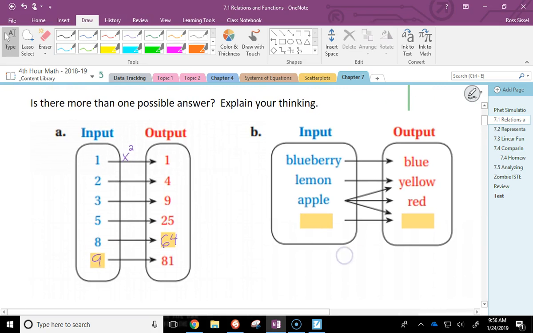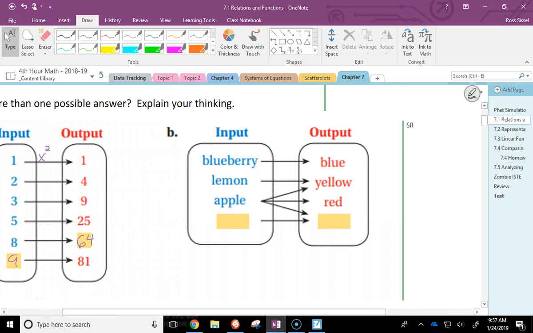Anything you notice about this first one? Is there more than one answer possible? If I put a number in, can more than one number come out? So if I put 2 in, can anything besides 4 come out? No. When I apply that rule, only 4 comes out, right? If I put 5 in, the only thing that could come out is 25. Well, let's look at the second one.